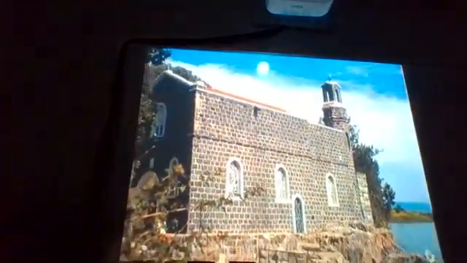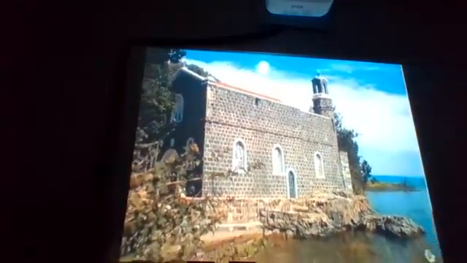Peter, Andrew, James, and John met the Lord here and gave their lives to him. 3.5 years later, they had another encounter with him here after his resurrection. The second church on this site commemorates that meeting. It's called the Church of Peter's Primacy. As you can see, it was built of the black volcanic basalt rock that litters the hills of this region.